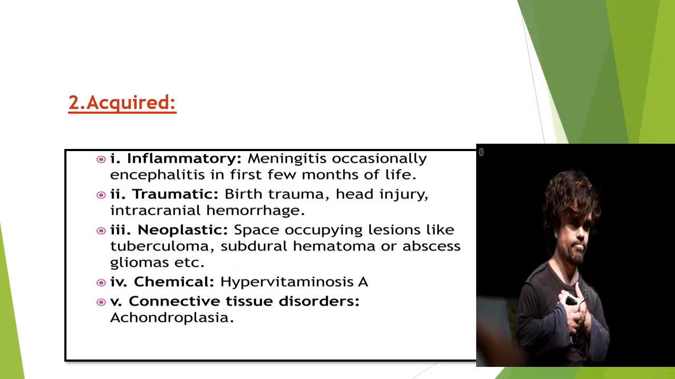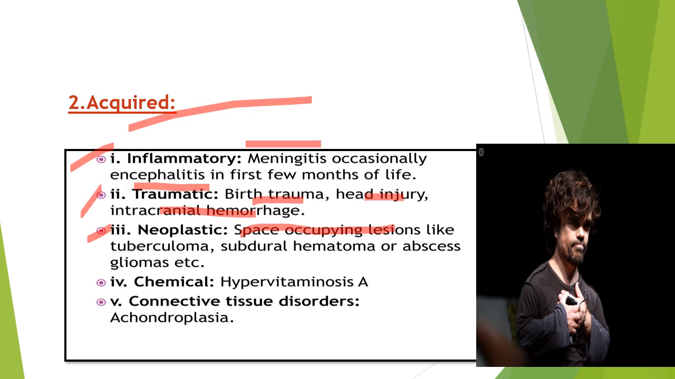Next, we can see the etiological factors for acquired hydrocephalus. First one is inflammatory, most probably meningitis and sometimes encephalitis. Meningitis means inflammation of the meninges. Second one is traumatic: birth trauma, head injuries and intracranial hemorrhage come under traumatic. Next one, neoplastic. Neoplastic means space occupying lesions such as tumor.